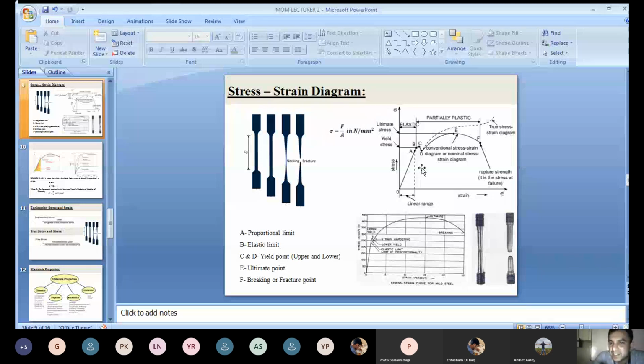Then point E is nothing but the ultimate point. The maximum stress is induced here. That is the ultimate stress. And point F is the breaking or rupture strength, meaning finally the single component becomes two or more components. Finally it will not withstand any load; it fractures, right? This is the stress-strain diagram.